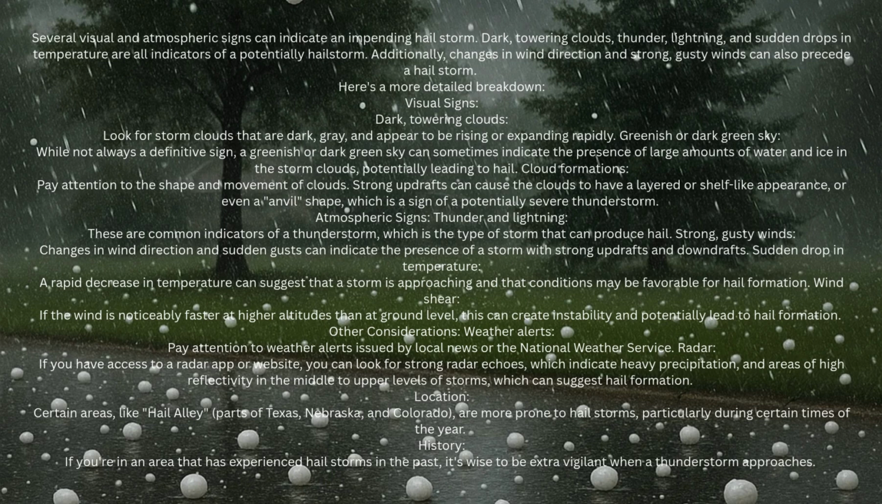Other considerations: weather alerts. Pay attention to weather alerts issued by local news or the National Weather Service. Radar. If you have access to a radar app or website, you can look for strong radar echoes, which indicate heavy precipitation, and areas of high reflectivity in the middle to upper levels of storms, which can suggest hail formation.